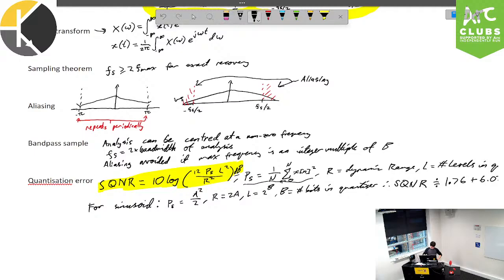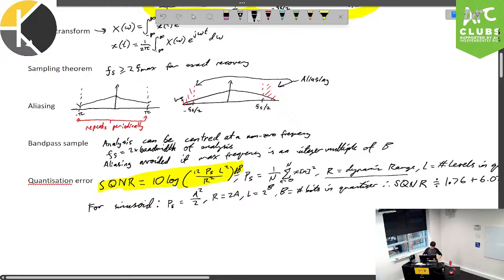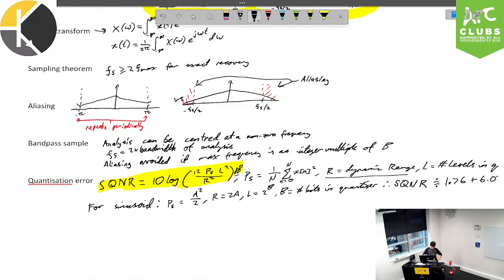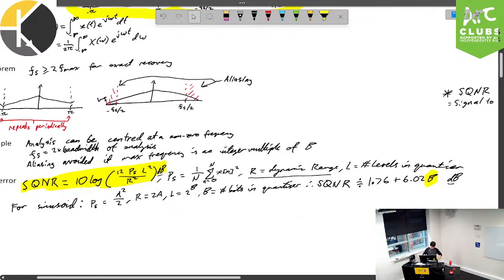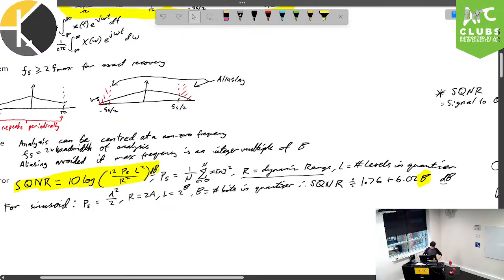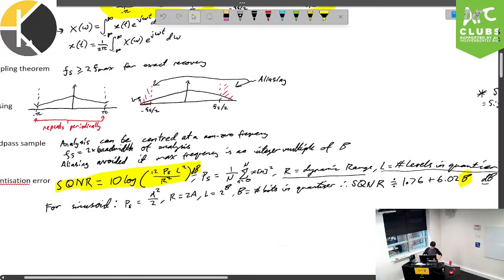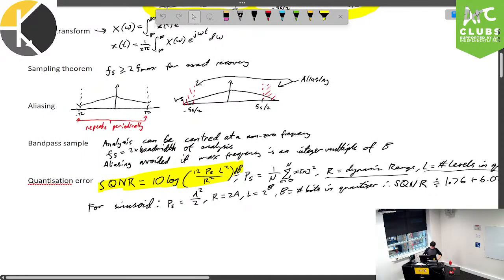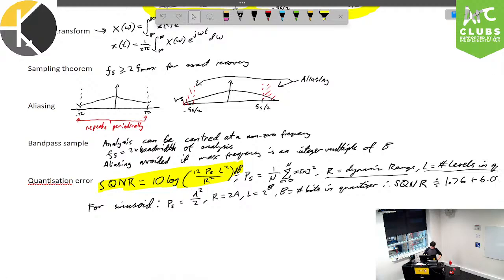We define PS as your average power. We define R as your dynamic range. So this would be the maximum and minimum voltages you're accommodating within your analog sampling region. L denotes the number of levels in your quantizer. And yeah, so most primarily we're talking about using this with a sinusoid.